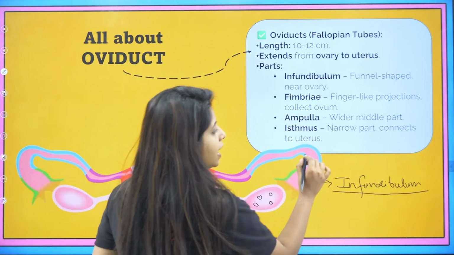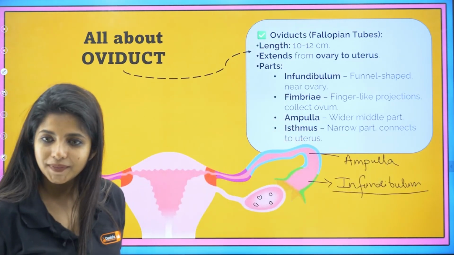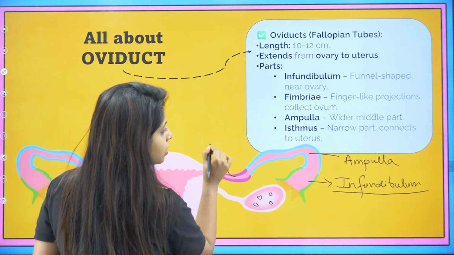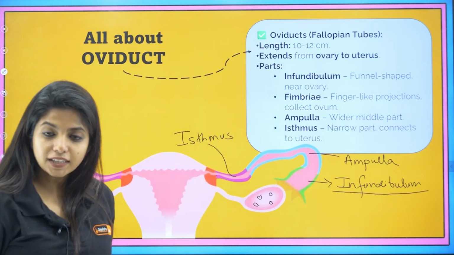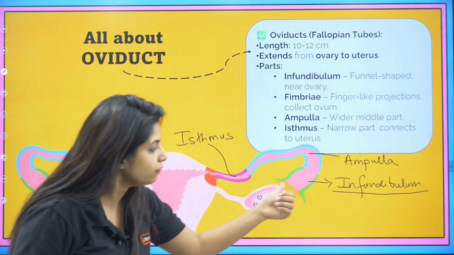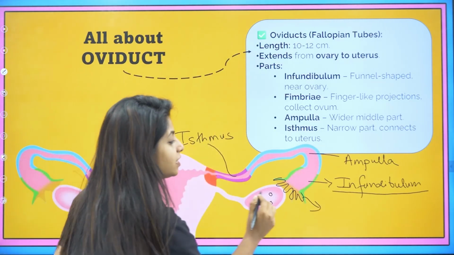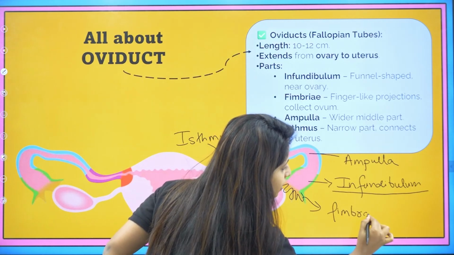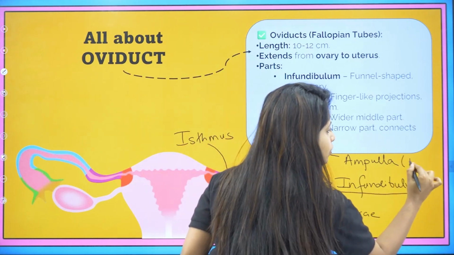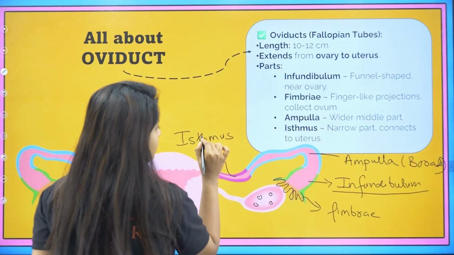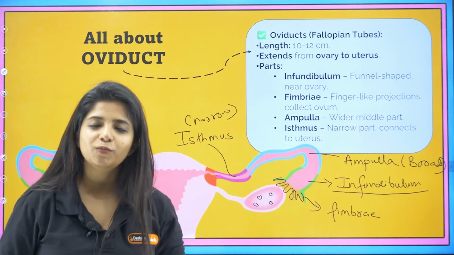Then comes a broader region, and this broader region is known as ampulla. Then comes a narrow region which you call isthmus. These are the three regions of the oviduct. Now infundibulum has finger-like projections around it for the collection of ovum, known as fimbriae. Characters to remember: ampulla is broad, isthmus is narrow.